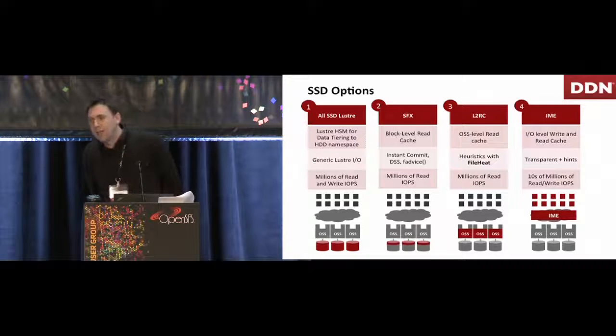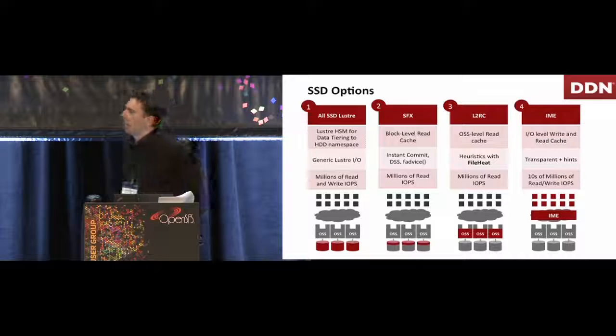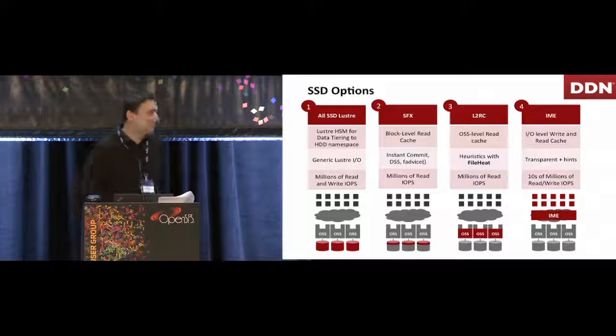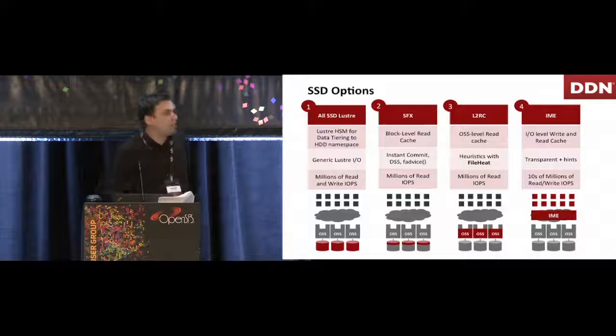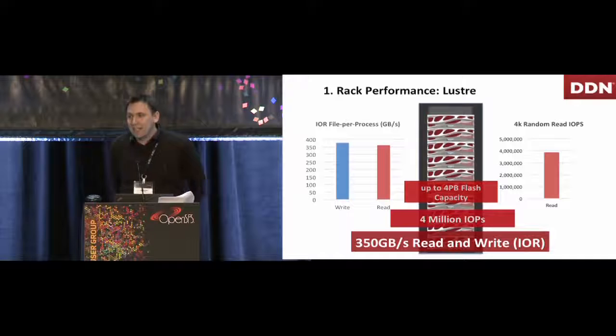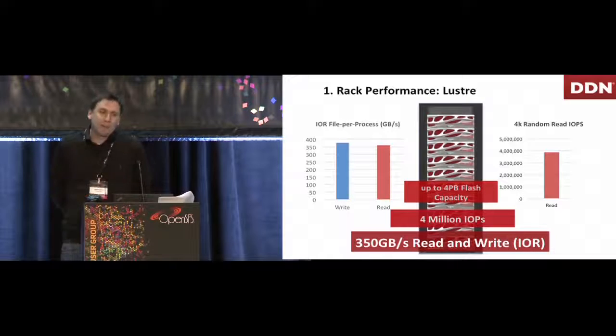Then number 4 is a rather more radical, sophisticated approach using infinite memory engine. So DDN's newly GA'd product. It's a software based on a distributed cache. And hopefully, I'll squeeze in a couple of slides on that at the end. So straight into number 1, all SSD Lustre. So here are some results. We've got 10 ES14Ks in a rack with 2 U to spare.